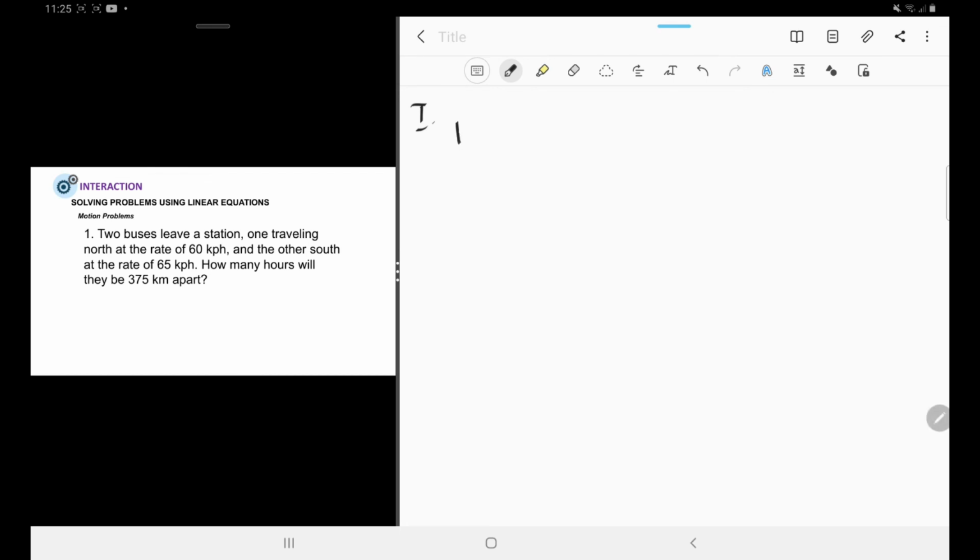So we will let x represent the time, or the number of hours, when the two buses are 375 kilometers apart. And it is also important in this problem that we take note that the formula for distance is equal to rate times time. Okay, so let's consider the bus traveling north.